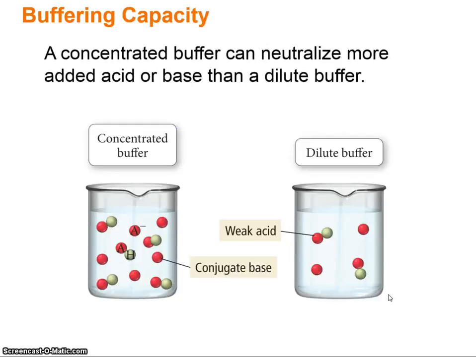Okay? Buffering capacity. A concentrated buffer can neutralize more added acid or base than a dilute buffer. You don't want to go around diluting buffers. These are both going to have the same pH because the ratio of H plus and A minus is the same. But this guy is going to be a tougher buffer to break than this guy, right? So they'll both have pH 7, for example, or pH 4.8, but this is going to be able to absorb greater changes. Right? It's a buffer. It can take bigger hits.